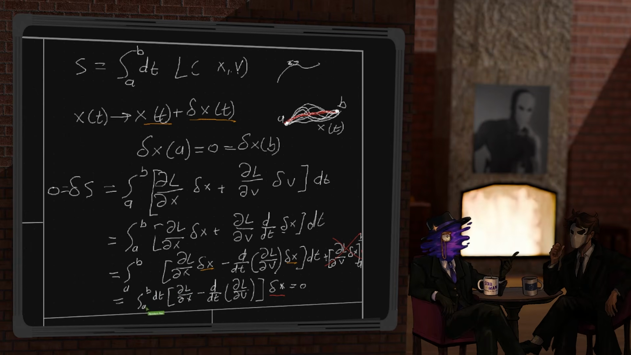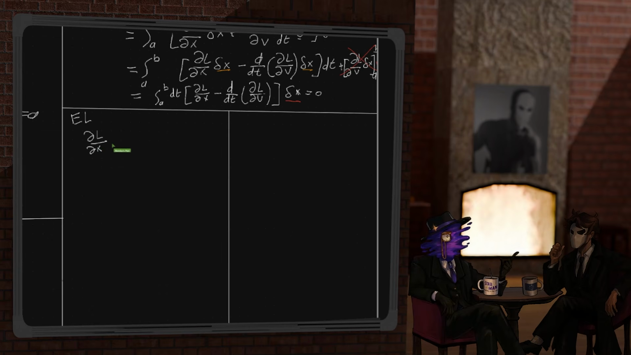Now, if you have an integral that needs to hold for every single value, then this needs to be 0. Inside the integral, the integrand needs to be 0. This is the result we were after, namely that the derivative of the Lagrangian with respect to x minus the time derivative of the derivative of the Lagrangian with respect to the velocity needs to be 0. This is the very famous Euler-Lagrange equation.